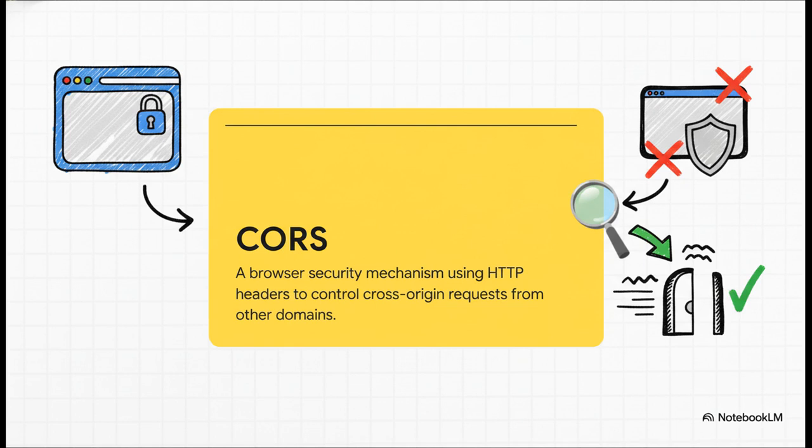CORS, which stands for Cross-Origin Resource Sharing, is the mechanism that lets our server relax those rules. It's just a set of headers our API sends to the browser that says, hey, it's okay, that other domain is a trusted ally. You can accept their requests.